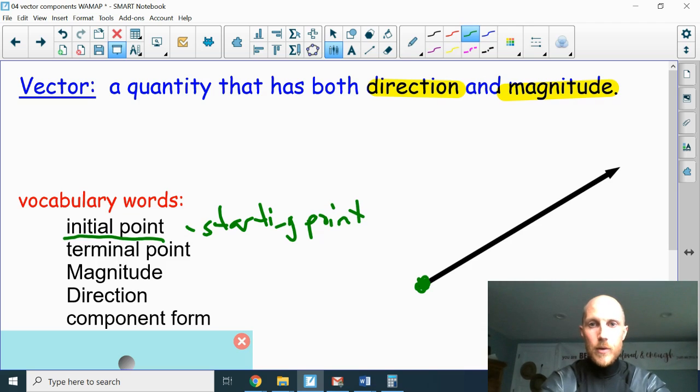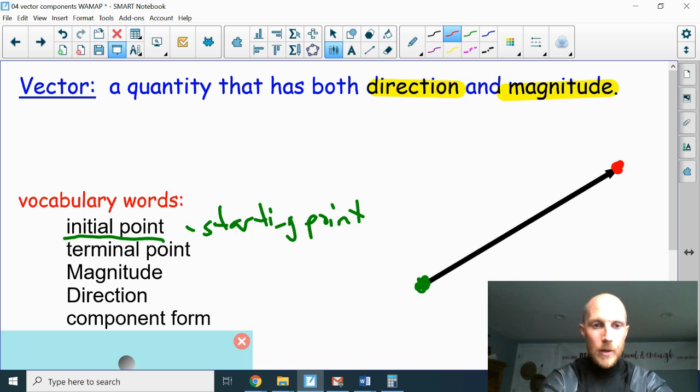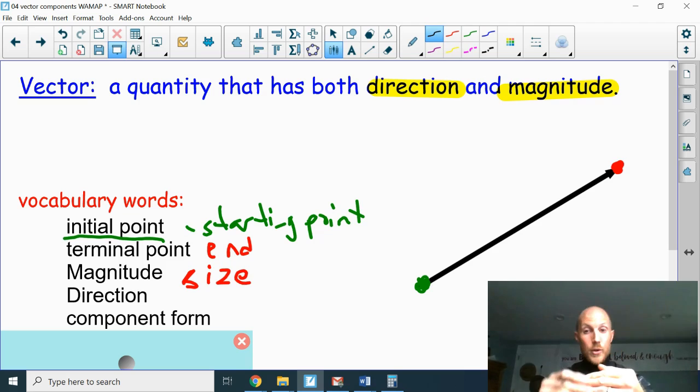The terminal point, that's where it ends. So the arrowhead represents the direction that it's moving, and so that is the ending place right there. Magnitude, that's the size or the length of the arrow. I'm running out of room because my bad handwriting is taking up too much space. And the direction, that's the direction that it points. I don't know how else to describe that.